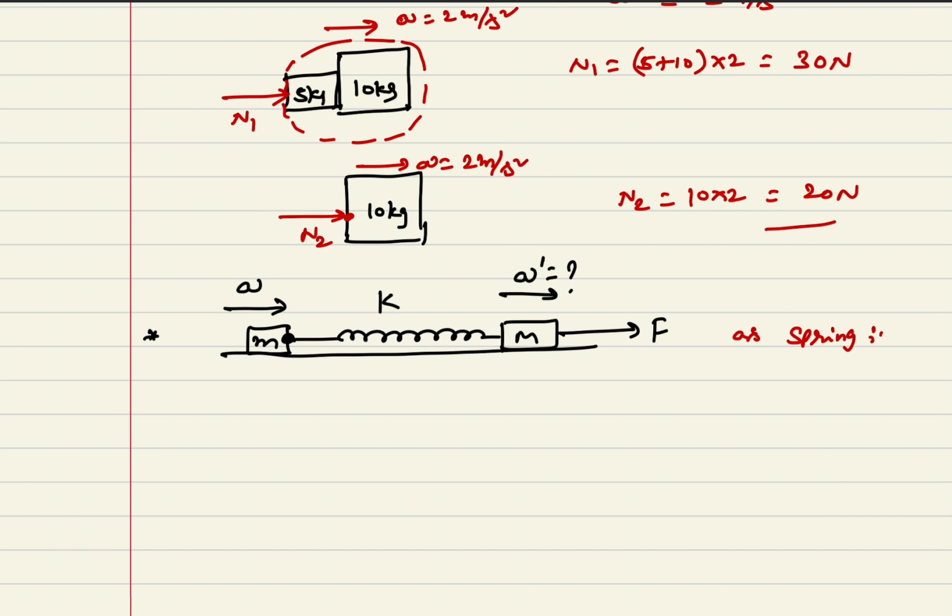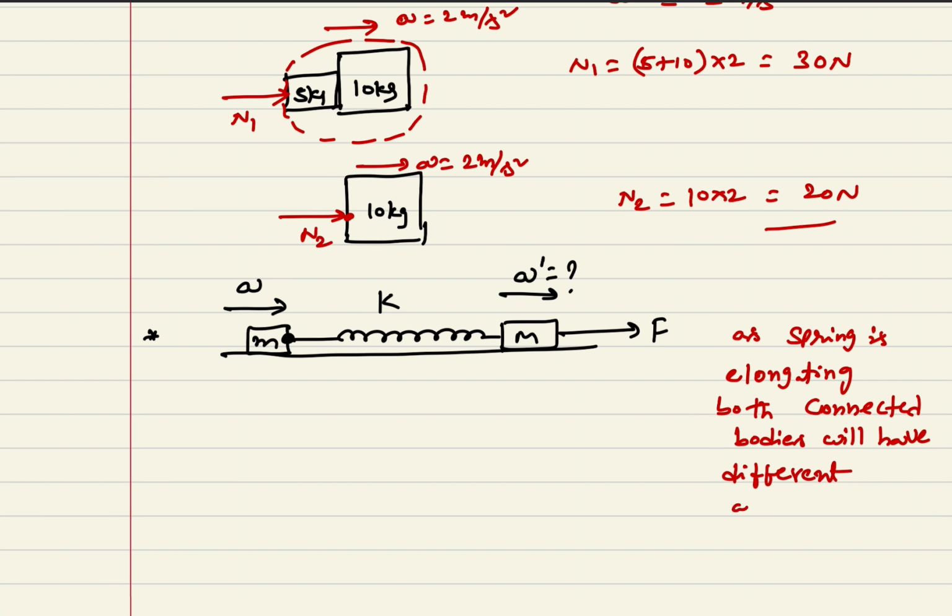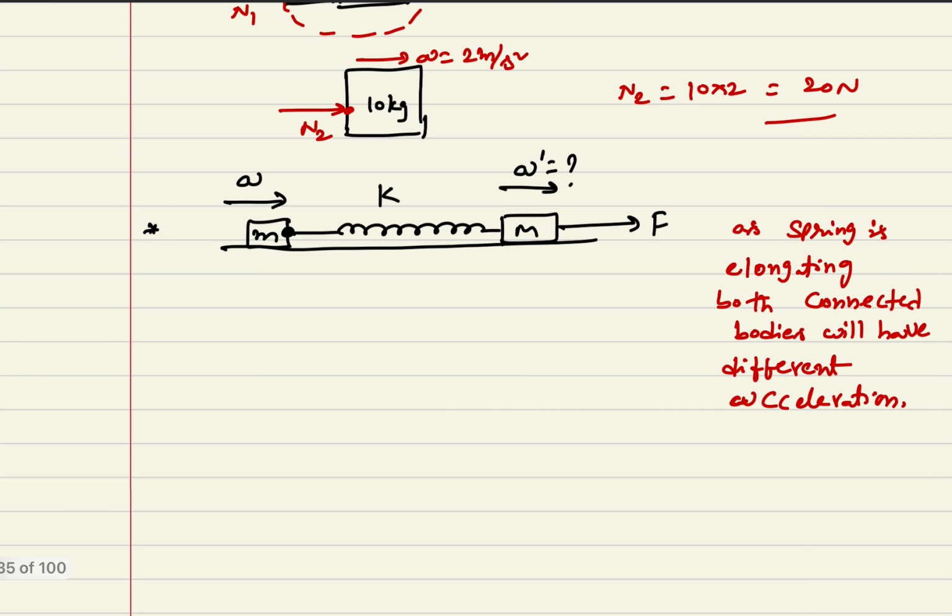As the spring is elongating, both connected bodies will have different accelerations. They will have different accelerations. How will they have different accelerations?